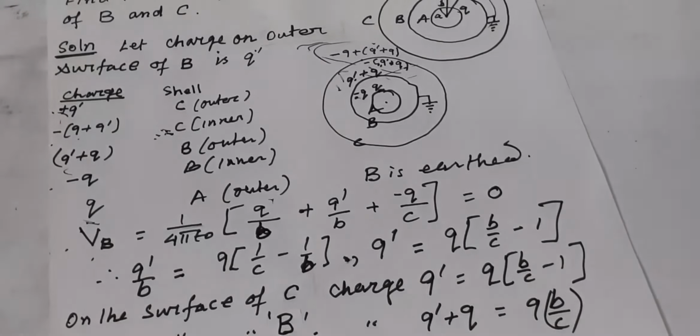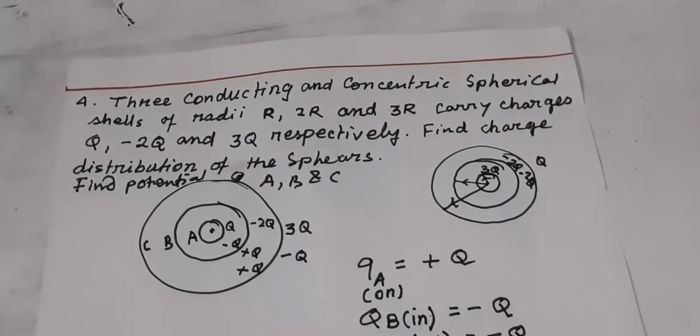Problem number 4. Three conducting concentric spherical shells of radii r, 2r, 3r carry charges q, minus twice q, and plus thrice q respectively. Find the charge distribution on the spheres. Now, as given in the problem, on sphere A it is q. As was discussed, due to induction the inner surface of B will be minus q, and the outer surface will be, as already given, minus twice q plus q.